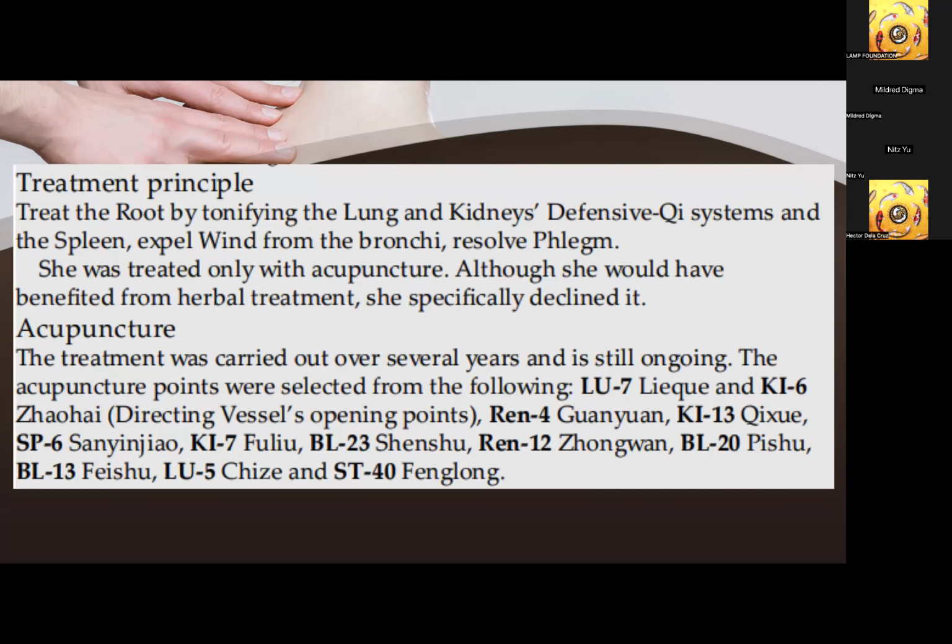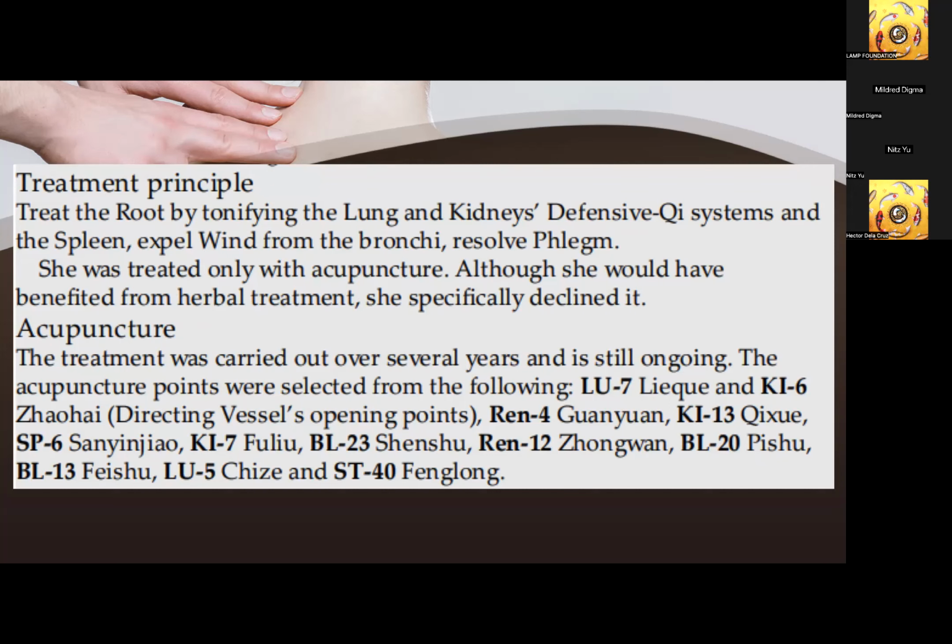Treatment principle: treat the root by tonifying the lung and kidneys defensive system, the spleen, expel the wind from the bronchi, and resolve the phlegm. She was treated only with acupuncture. Although she would have benefited from herbal treatment, she specifically declined it. Hindi siya nag-herbal. Acupuncture. The treatment was carried out over several years and is still ongoing.